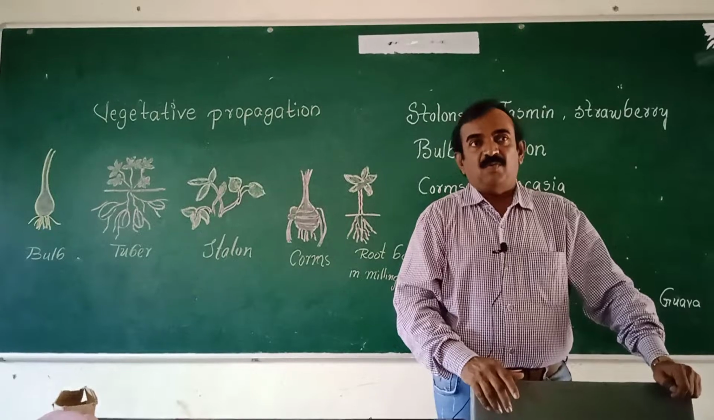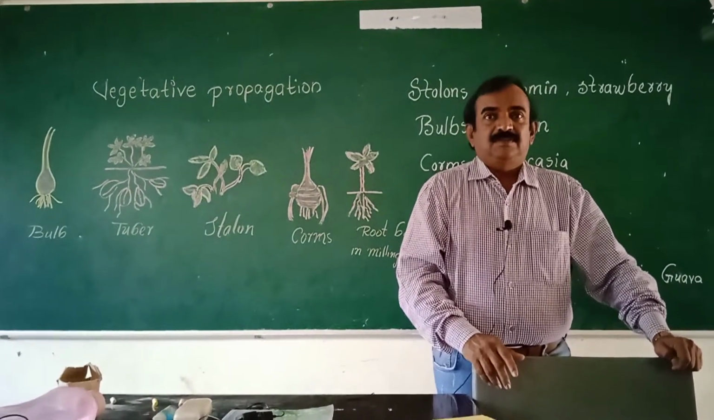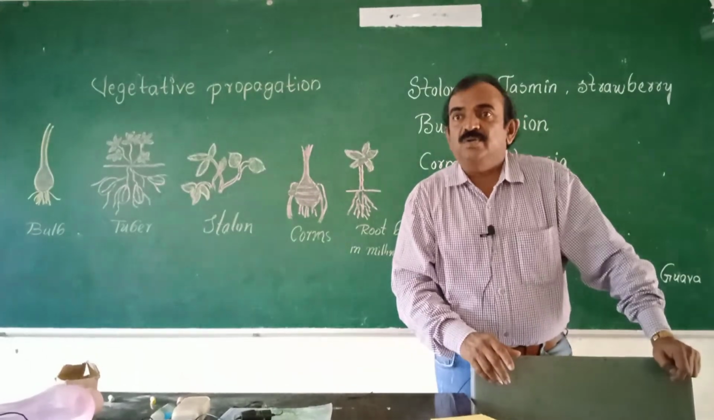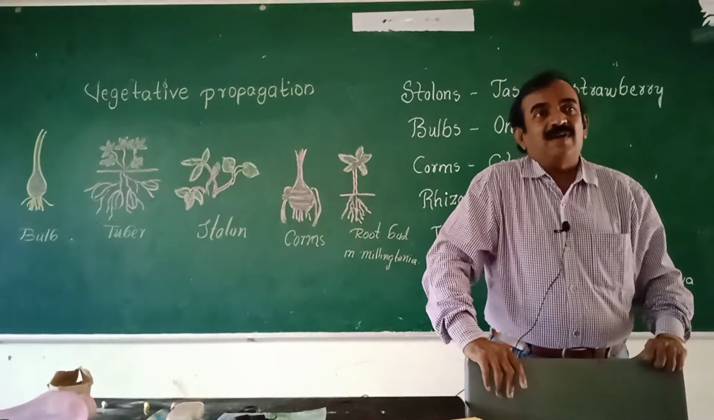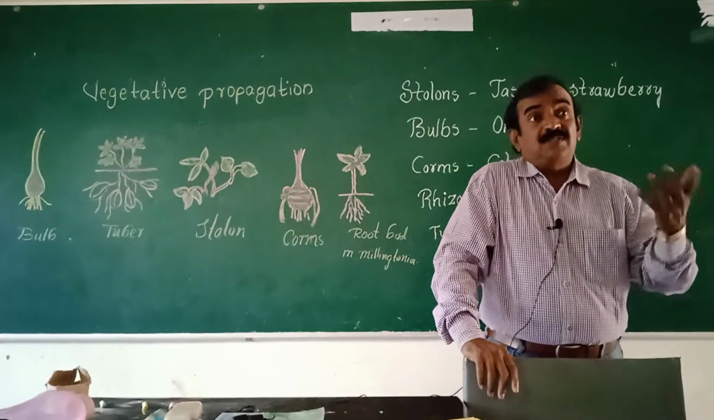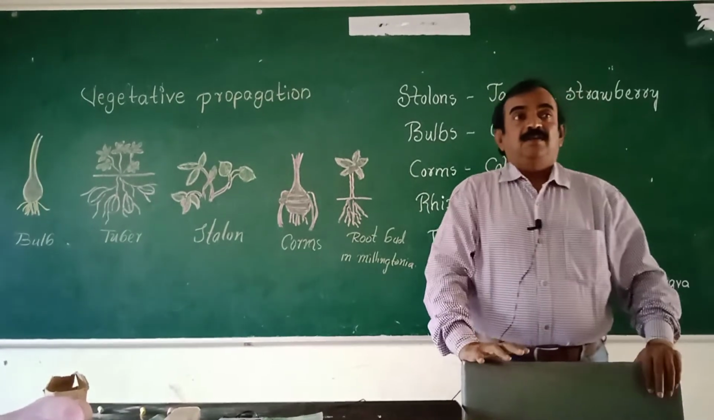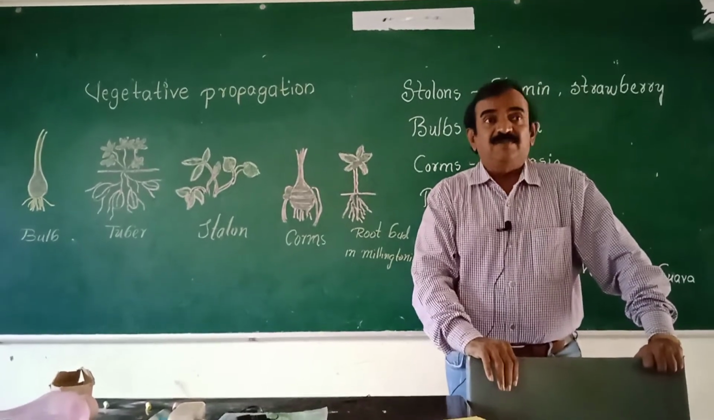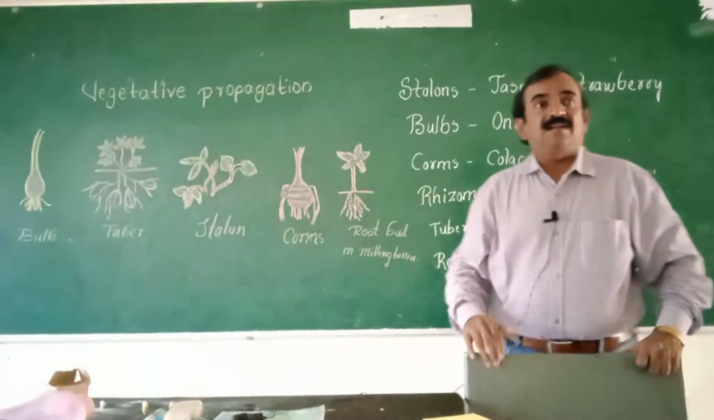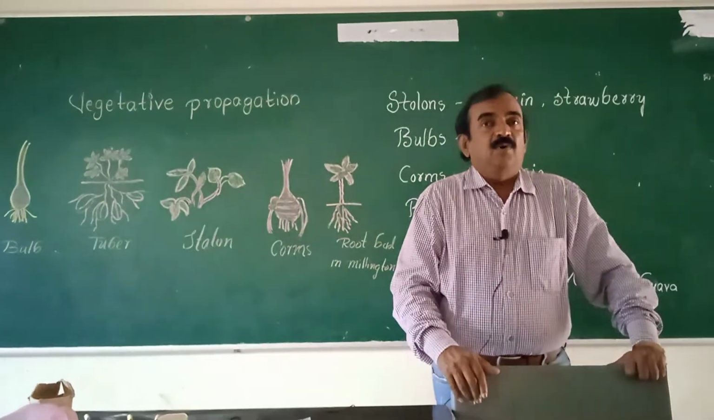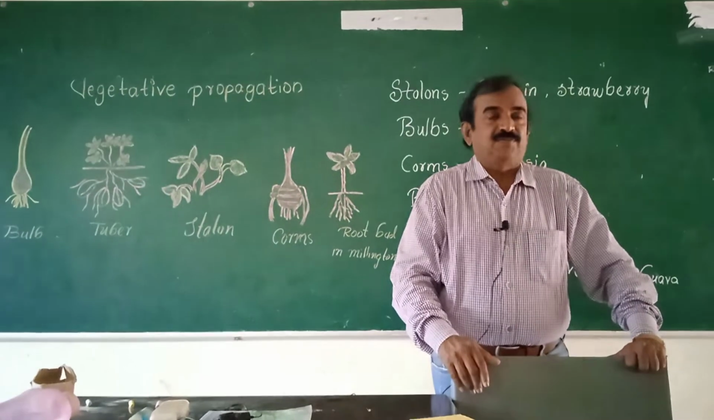So here on page number 118, you see leaves are also helpful to give rise to new plants, and stems also give rise to new plants, and roots also give rise to new plants. First we are discussing leaves. In case of bryophyllum, this diagram is not drawn on the green board. On the page, you see the bryophyllum diagram. Leaves.